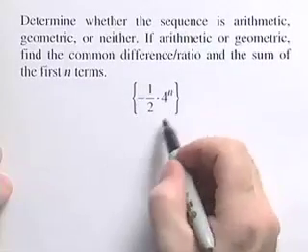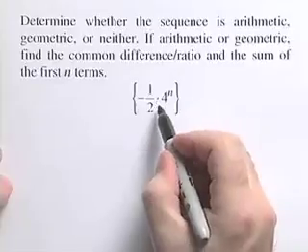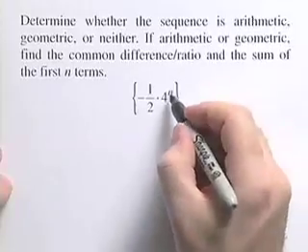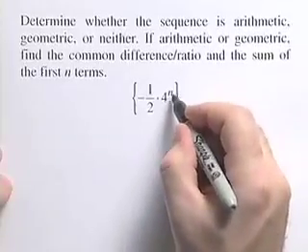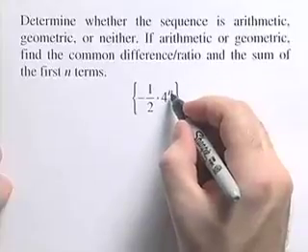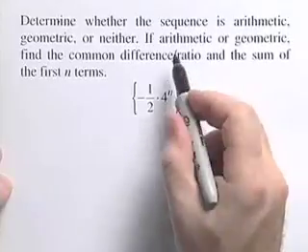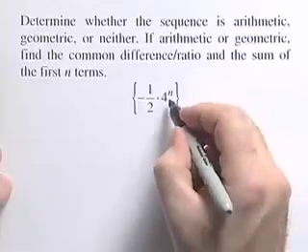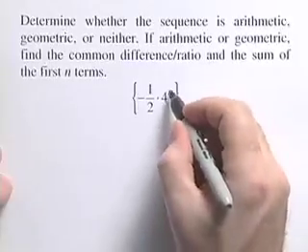We're given another sequence and we're asked to determine if it's arithmetic, geometric, or neither. When we look at our general term for the sequence, we have negative 1/2 times 4 to the n. Notice that our index here, n, which is going to be in our exponent, is not going to allow us to get an arithmetic sequence because it's not being multiplied or added. It's part of the power.